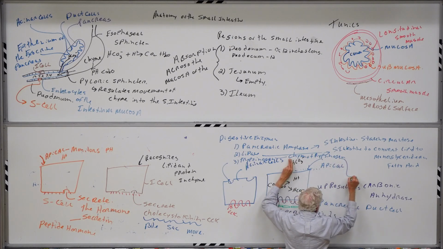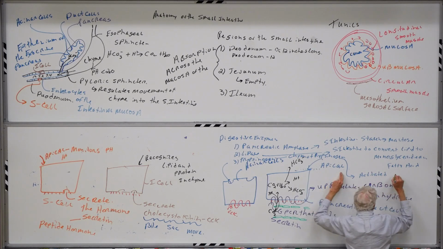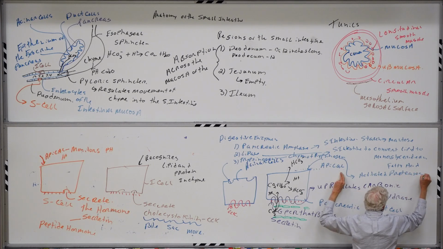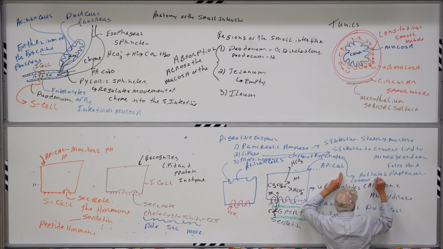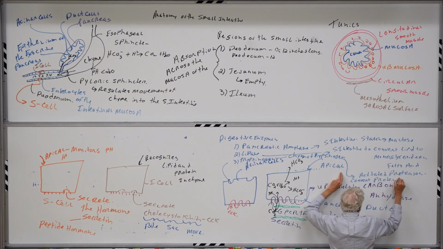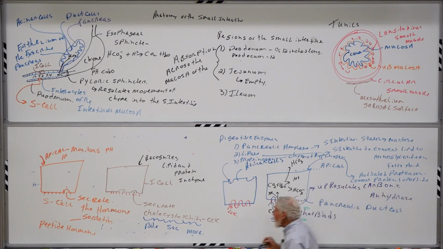The trypsinogen and chymotrypsinogen will become activated proteases that convert protein to peptide. So that's the list of players.